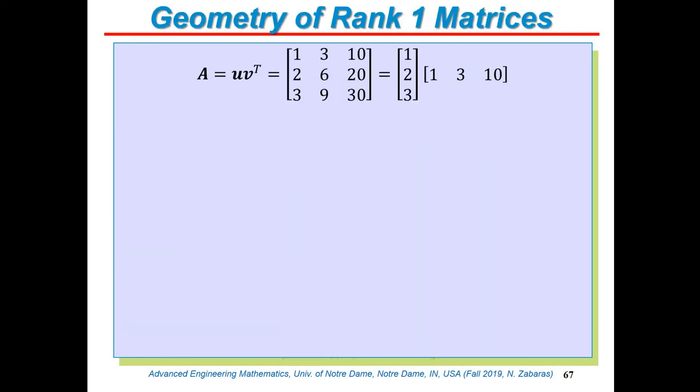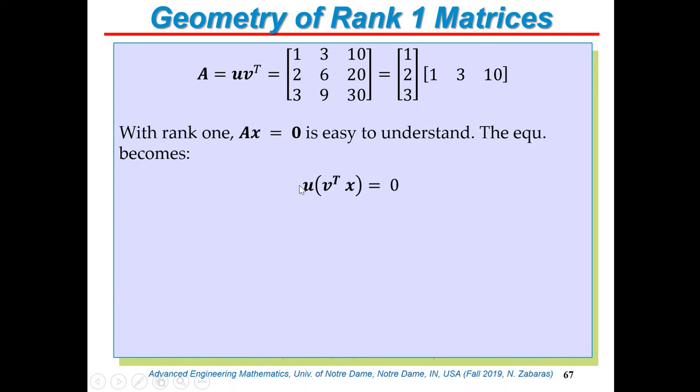Now, if somebody asks you, what is the null space of a rank 1 matrix? Let's compute that. Let's say we have a rank 1 matrix, and we want to find the null space of that. The null space by definition is the vector x so that Ax equals 0. So if you set A equal to u v transpose, u v transpose x equals 0, and v transpose x is a scalar.